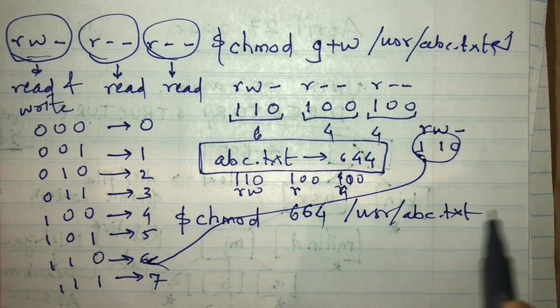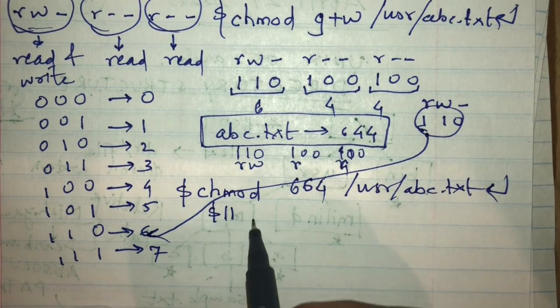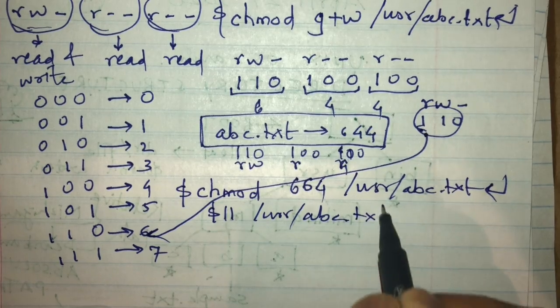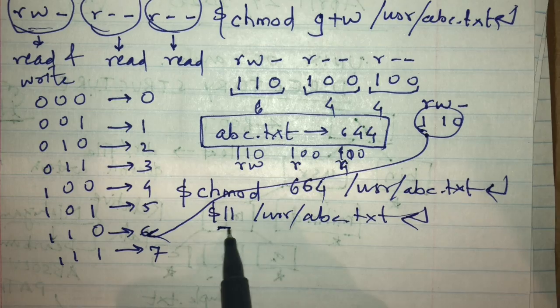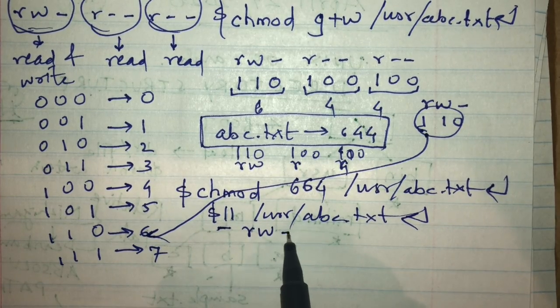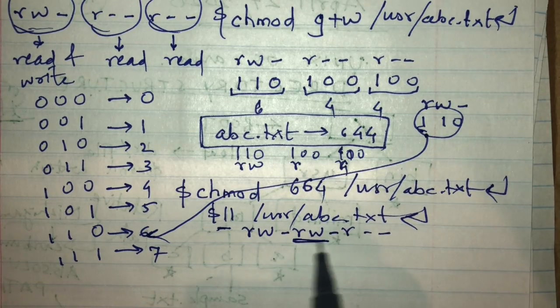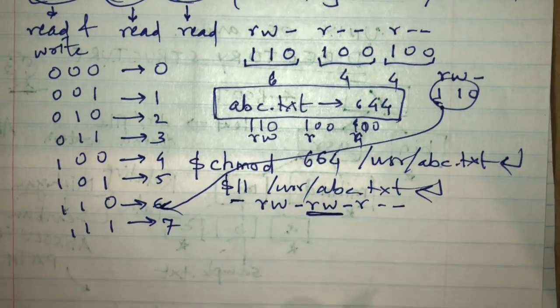abc.txt. As soon as you run this, whenever you do ll usr abc.txt, the output that you will get will not be like this, it will be like hyphen, then it will be rw hyphen, rw hyphen, r hyphen hyphen. So you see the change here. So this is how you execute the chmod command.